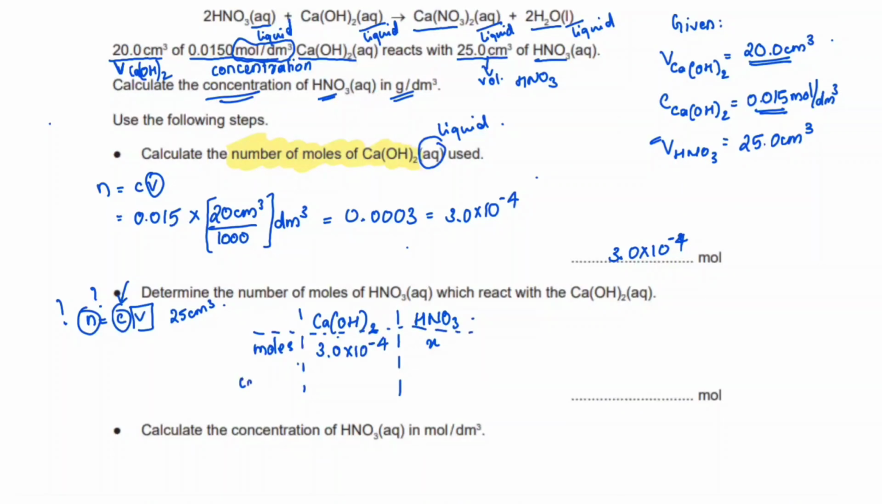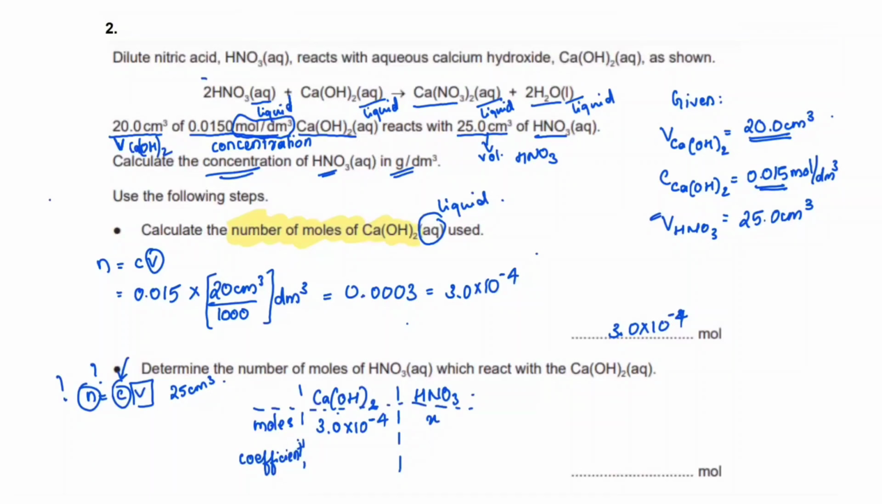And then, what about the coefficients? Coefficient is nothing but the number that is given in front of these substances in the equation. So over here, if you see, HNO3 has 2 as its coefficient, and for Ca(OH)2, it is 1. Now we have written the moles and the coefficients of the reference element, that is the element whose moles as well as coefficient is known to us, and the unknown element, that is the element whose number of moles we have to calculate.